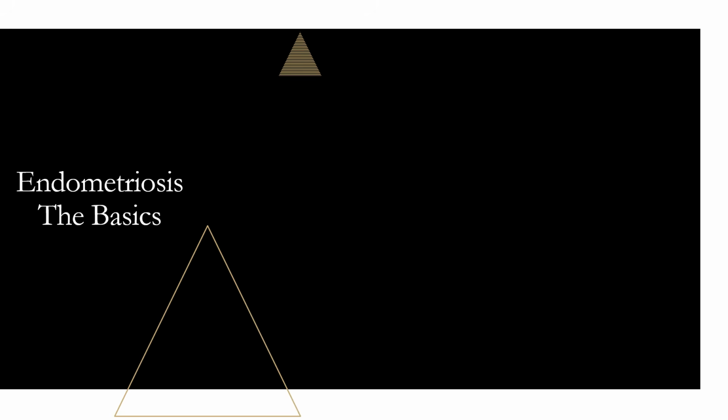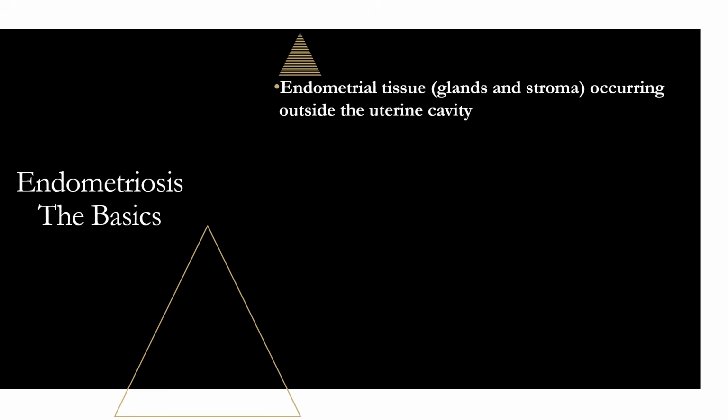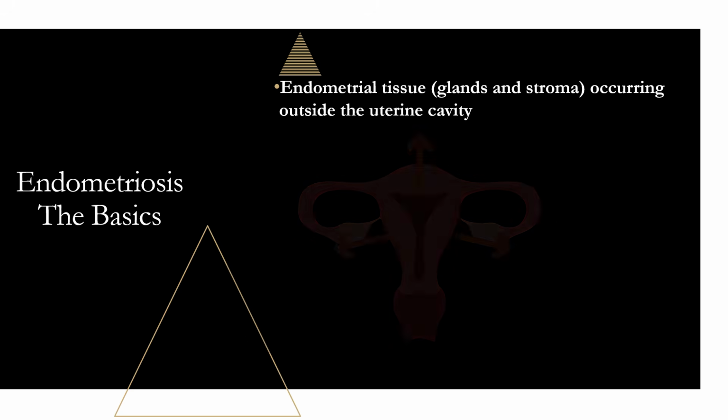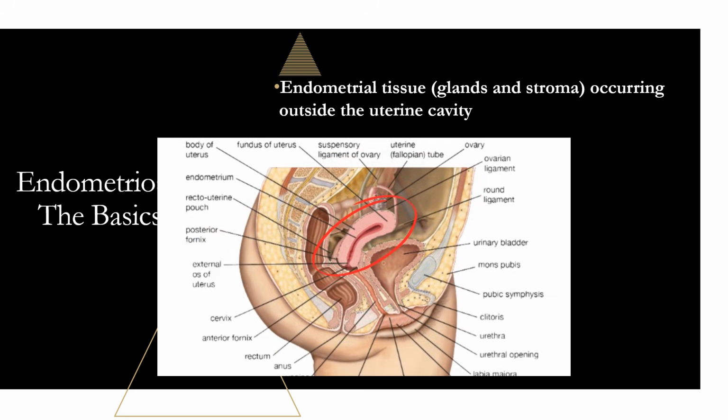So let's talk about endometriosis. What is endometriosis? Well, endometriosis is a condition where endometrial tissue, glands, and stroma are occurring outside of the uterine cavity. So quick refresher, the uterus, as we know, is a hollow muscular organ located in the pelvis between the bladder and rectum. It has a number of functions related to reproduction, menses, implantation, gestation, labor and delivery, etc.